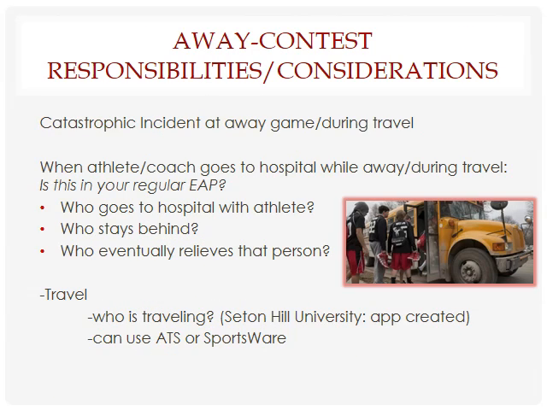Away contests are something to specifically consider in your catastrophic incident plan. When an athlete has to go to the hospital during travel, is this outlined in your emergency action plan? Who goes with the athlete? What if you're the only athletic trainer there and the game needs to continue? Who will stay with the athlete behind when the bus brings the rest of the team back to the home school or university? Who eventually relieves that person? All of this should be identified in a catastrophic incident plan.